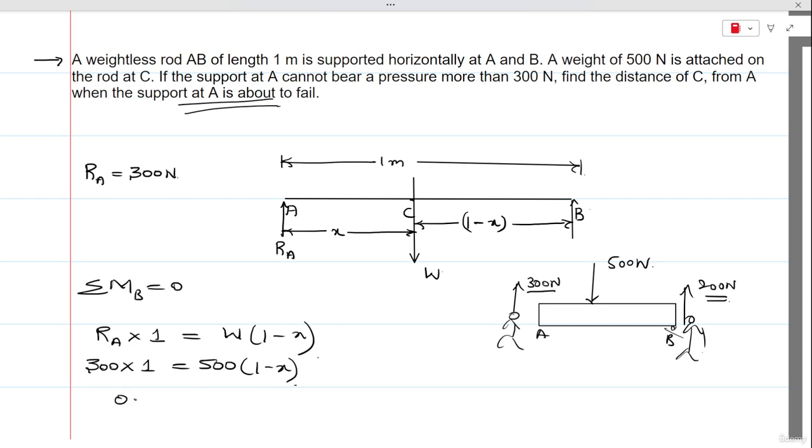So here 0.6 is equal to 1 minus x, and x will be equal to 1 minus 0.6, that is 0.4 meters. So from point A, the load has to be placed at a distance of 0.4 meters. Only then the failure of the support at A is impending. If the value of x is decreased to 0.39, then the support A is definitely going to collapse.